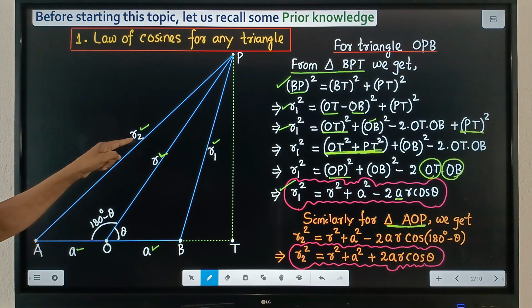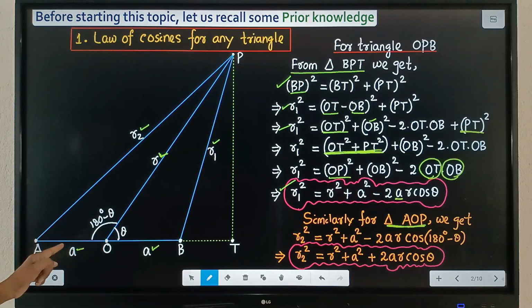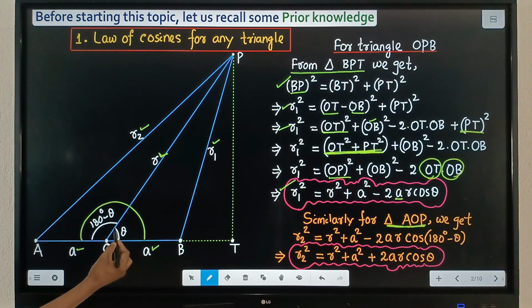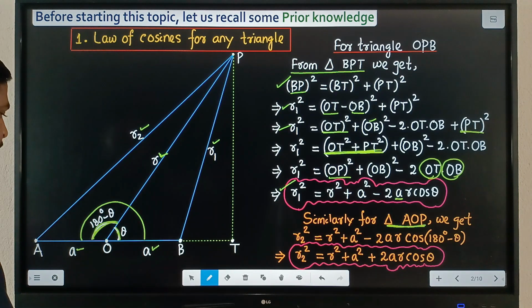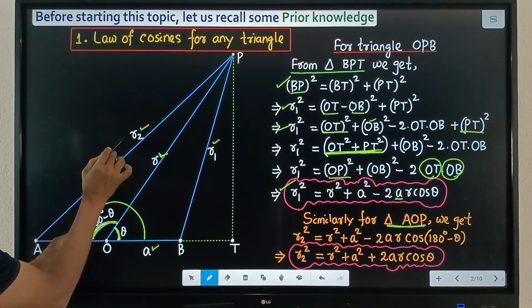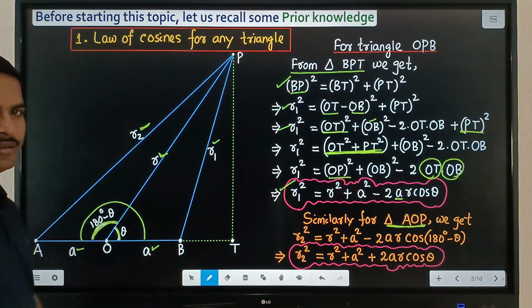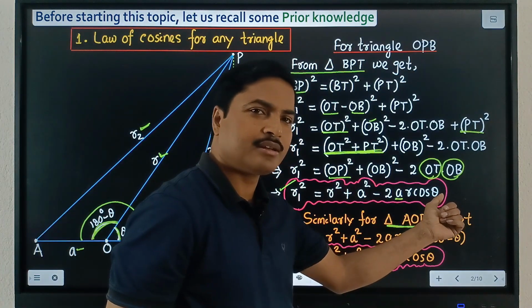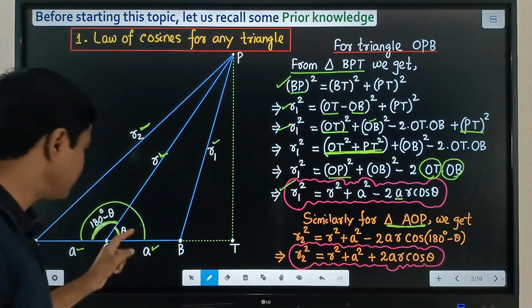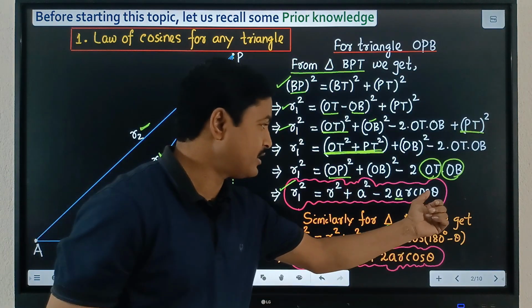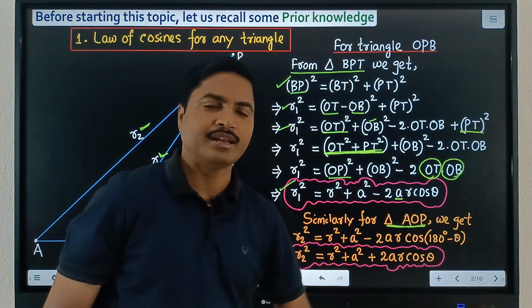That means we express R2 in terms of R and A with angle 180 degree minus theta, because this total angle is equal to 180 degree. If this angle is equal to theta, then this angle is automatically 180 degree minus theta. Then in front of this angle, the R2 side is there, so we express R2 in terms of R and A. Here theta is there in the first triangle, but in the second triangle, in place of theta, we write 180 degree minus theta.